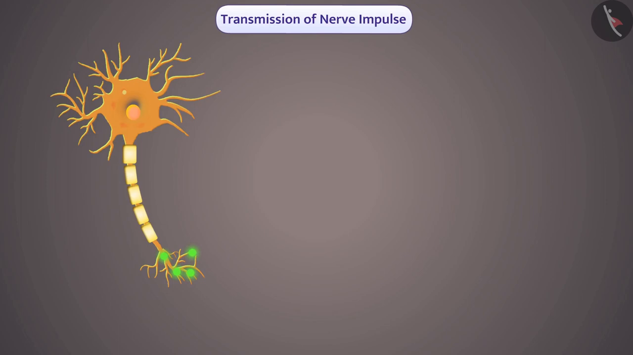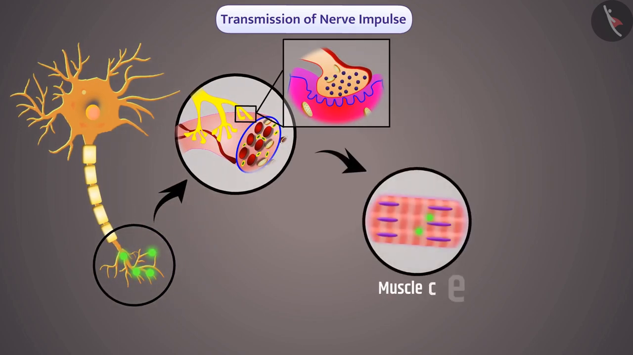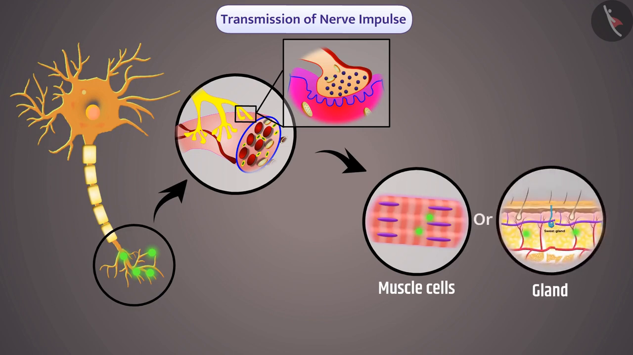At the end, the last neuron transmits the electrical impulse to the muscle cells or gland through the synapse. The synapse that transmits the electrical impulse from a neuron to the muscle cells is called the neuromuscular junction. Muscle cells and glands convert the electrical impulse into action. Therefore, we call them effectors.